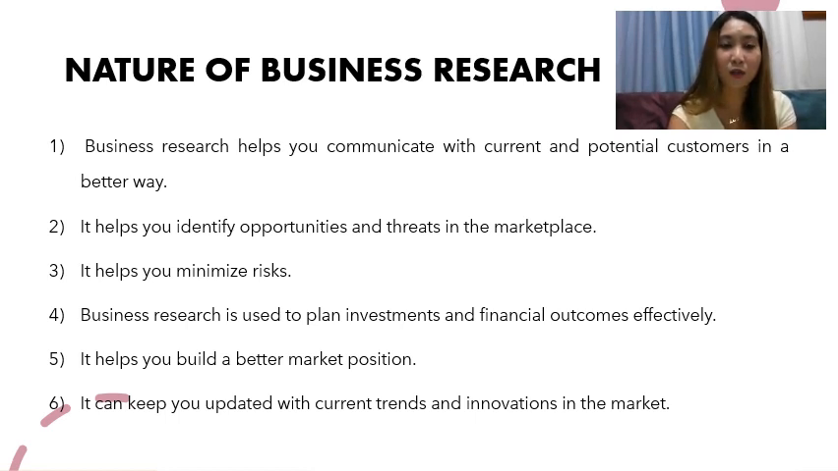Next, business research is used to plan investments and financial outcomes effectively. It also helps you build a better market position. And lastly, it can keep you updated with current trends and innovations in the market.